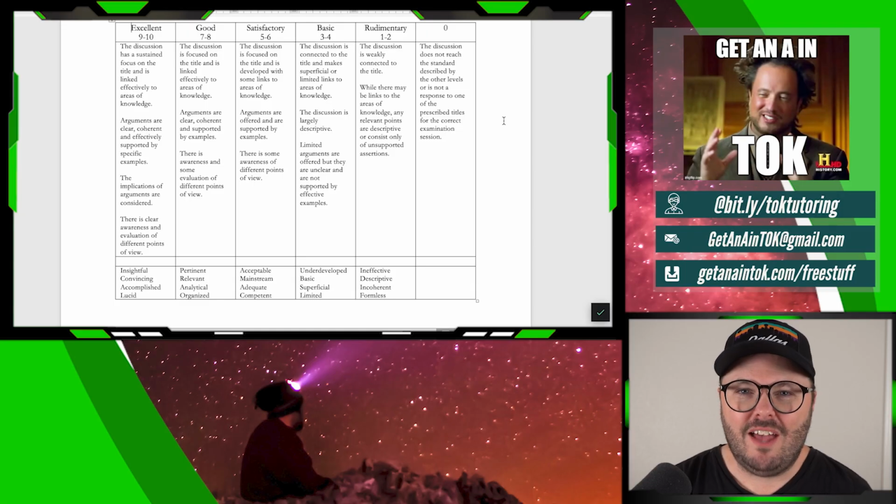But what about the TOK essay? It's a little bit different. The TOK essay rubric is pretty funny, and there are a couple of hidden things that are so important.